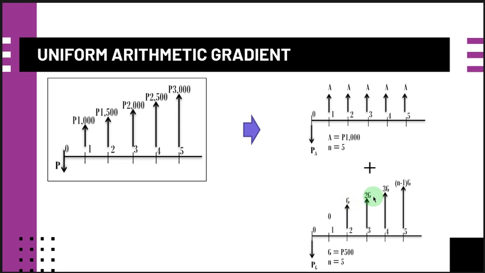For the third year, we have 2 times the gradient. Why? Because the difference here is simply 2,000 minus 1,000, which is 1,000. So we need to multiply this 500 by 2 to make it 1,000. So that is why this is 2J, and same also for the fourth year and the fifth year.